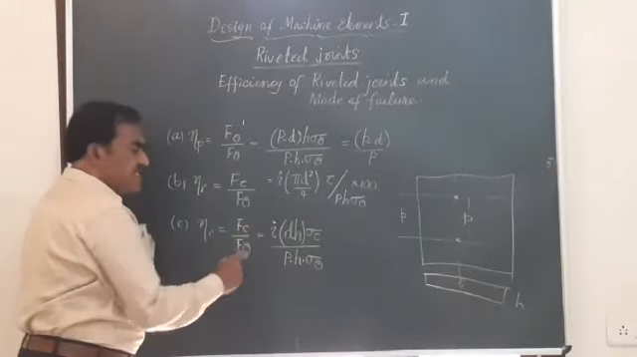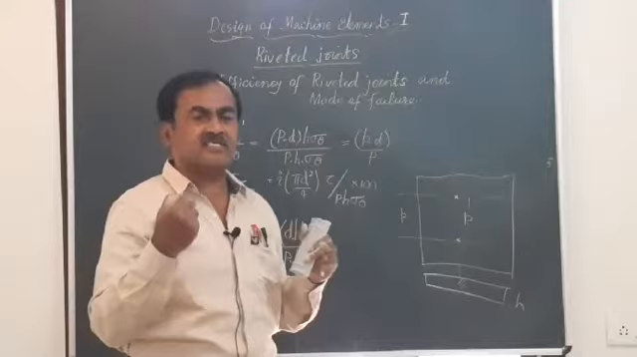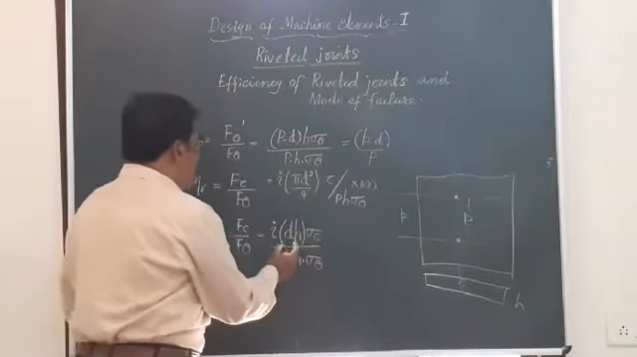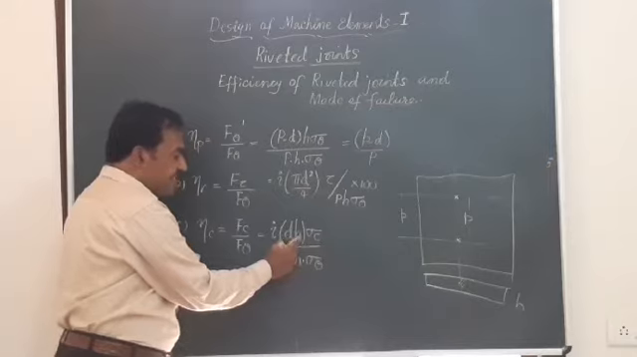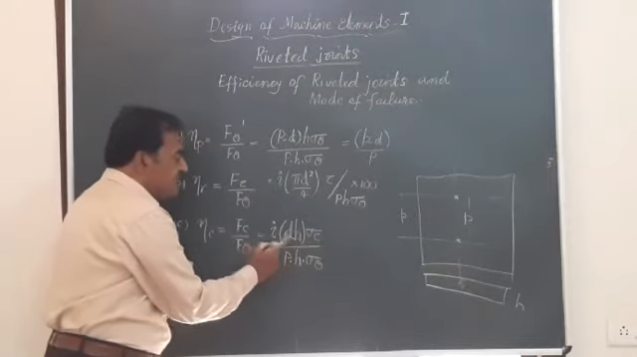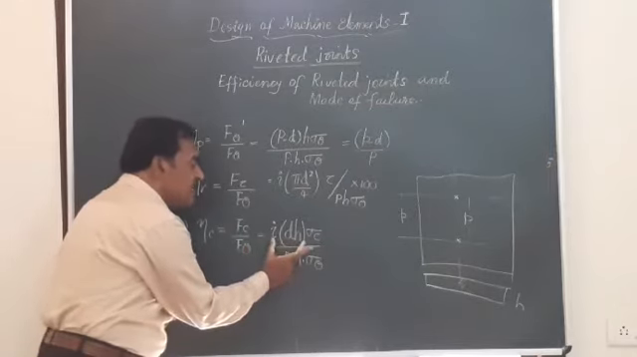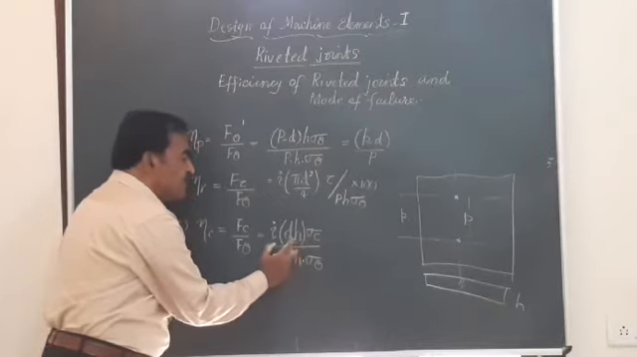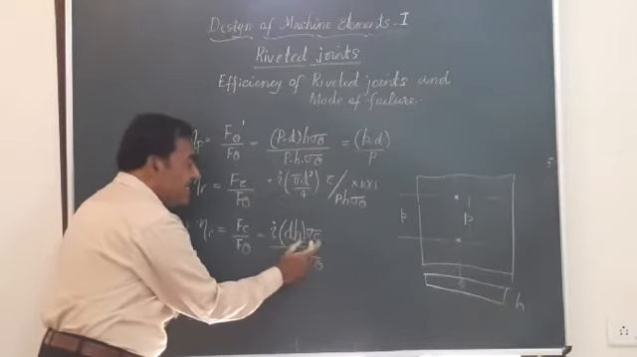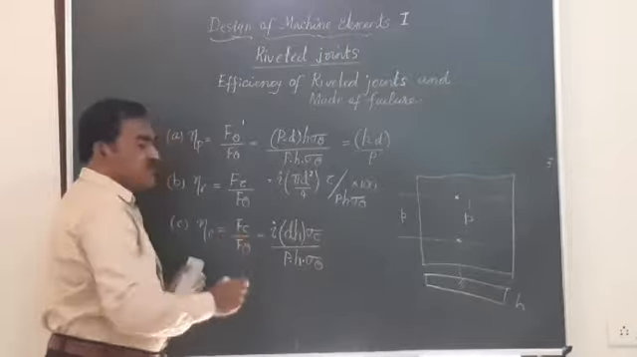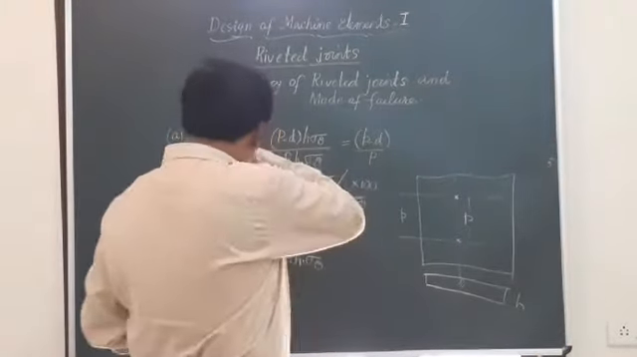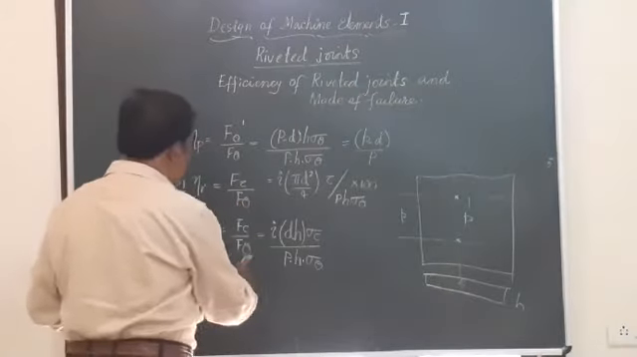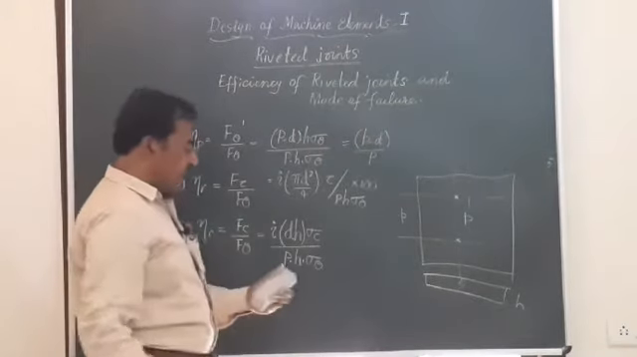This Fc is the crushing resistance that is given by d into h, the diameter of the rivet into the thickness of the plate. If you have i such number of rivets, this total product will give you the area, and the area into stress will give you the crushing load, or the load in compression, and that is divided by F theta, the strength of the solid plate.